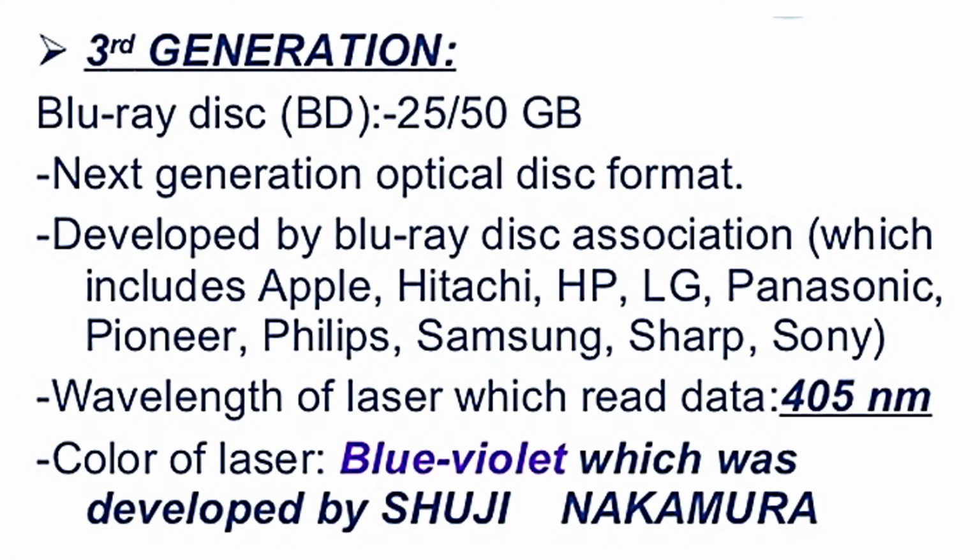Third generation. Now in the third generation we are talking about Blu-ray discs. The storage capacity varies from 25 GB to 50 GB. It is the next generation optical disc format, developed by the Blu-ray Disc Association, which includes Apple, Hitachi, HP, LG, Panasonic, Pioneer, Philips, Samsung, Sharp, Sony, etc. The wavelength of the laser which reads the data is 405 nanometers, as we are dealing with the blue laser. The color of the laser is blue-violet, which was developed by Shuji Nakamura.